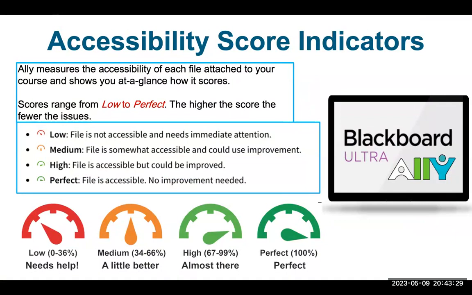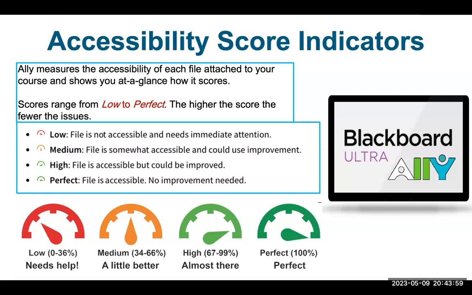For example, on the left side, you can see that there is a low from 0 to 36%. It means needs help. Your content is not perfect, the file is not accessible and needs immediate attention. The next one is medium level. If you have the content from 34 to 66% in between, it means a little better, but you need more perfection. The file is somewhat accessible and could use improvement.